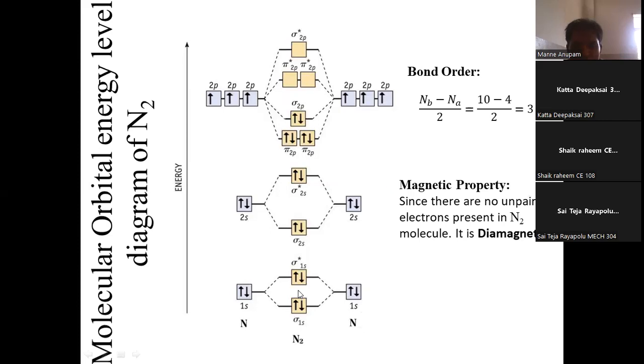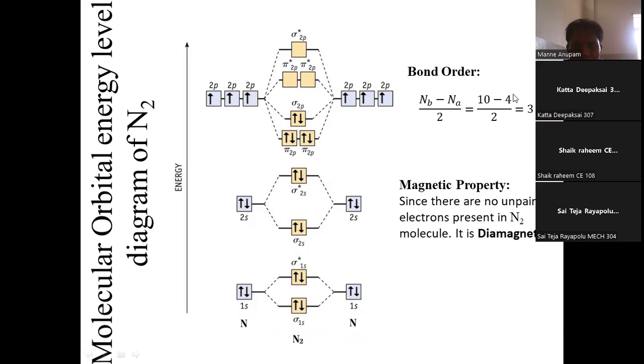Now, in bonding molecular orbitals, how many electrons are there? You can see here. We'll count from 1s. In 1s we have bonding 2. In 2s, 2 electrons, total 4. And in 2p, we have a total of 6 electrons. So 6 plus 4, 10 electrons are there.